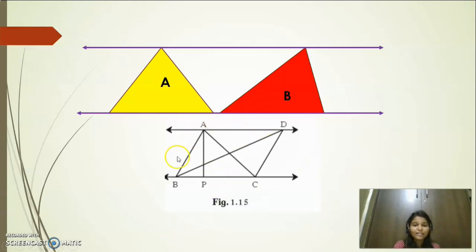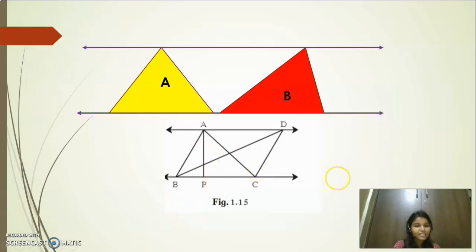To clear this concept, let us take one more example. Now in this example, that is figure 1.15, we have so many triangles. If I consider only triangle ABC and triangle DPC, can you all tell me, students, are these two triangles lying between two parallel lines? Yes. Therefore, both these triangles will have same height. So, the ratio of areas of these two triangles will be equal to their corresponding bases.